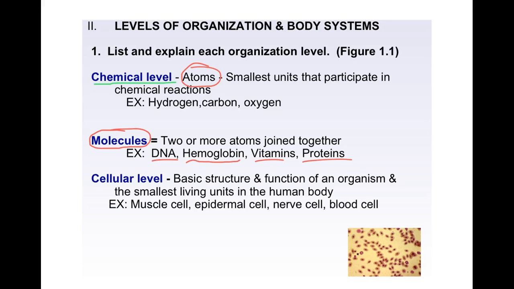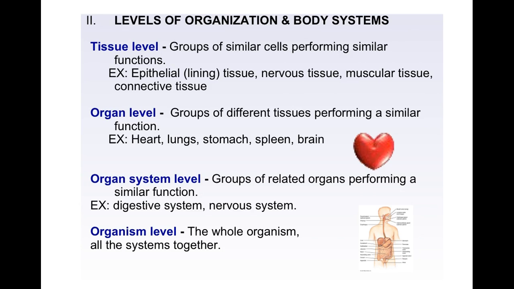A lot of these molecules put together can form cells, and that would be the cellular level. That's the basic structure and function of any organism, from bacteria to a blue whale to humans. Now, obviously, we're getting larger here. Groups of similar cells that perform a similar function, that's called a tissue. So like epithelial lining tissue or nervous tissue, muscular tissue. Those are all different types of tissue that perform different functions in your body.